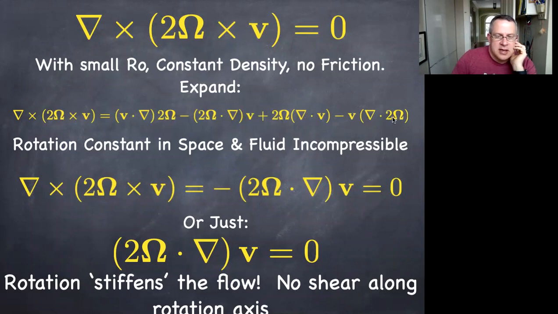Well, 2 omega is constant everywhere in space, so its divergence is 0, and so is its gradient. This term and this term are gone. If we're incompressible, this one is gone. So then the only one that's left is this 2 omega dot grad v.